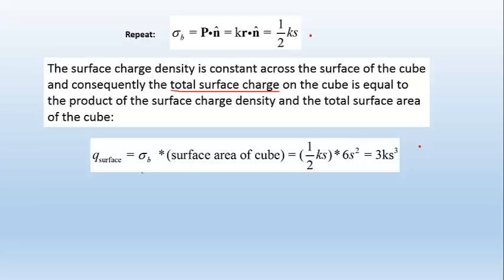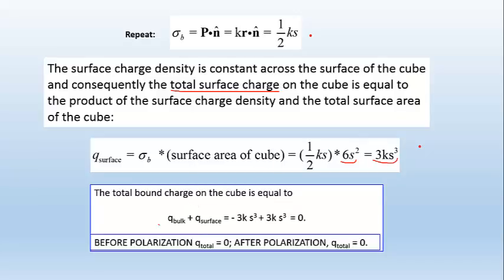So when we do that, we'll basically get 6s squared for the area times sigma b, and that gives us plus 3ks cubed. Well, I think you can see now that if we add these two together, the bulk bound charge and the surface bound charge, we get 0. So before polarization we had no free charge and we had 0 total. After polarization the same thing happens. We have Q0 equal to 0.